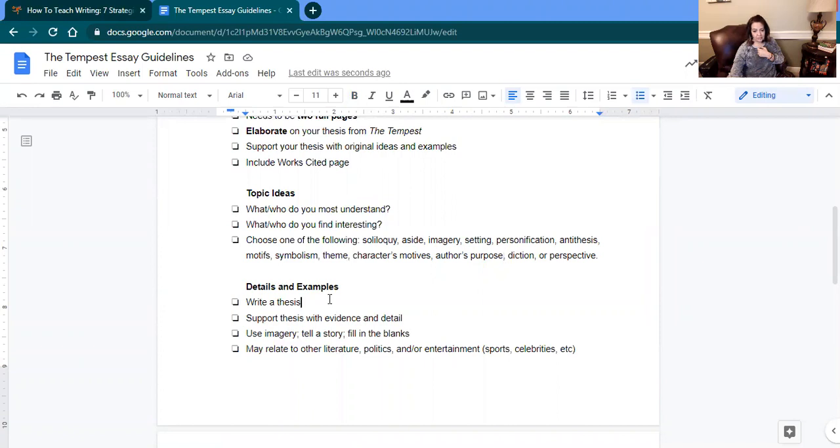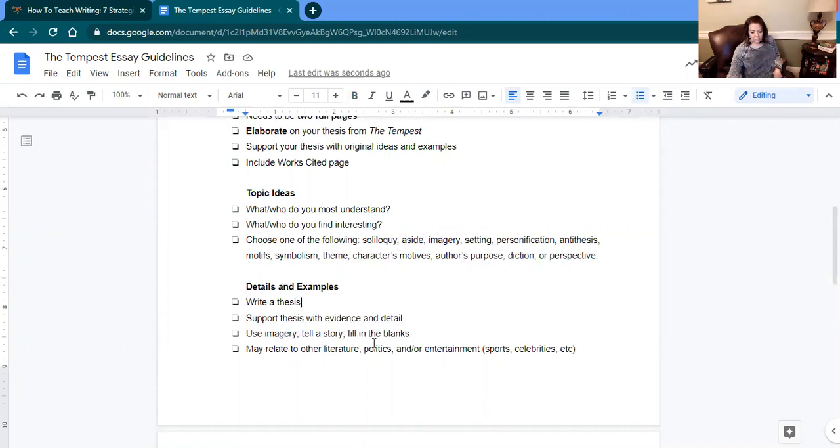Anyway, down here, details and examples. Write a thesis. That's what you're doing today. And then next week, you'll be supporting your thesis with evidence and detail. Use imagery, tell a story, fill in the blanks. Other than your direct quotes, everything should be your own original thoughts and ideas that you put together. If you needed to add additional direct quotes because of that, that's fine too. But remember, it's just 2 pages, so try to get it all done.